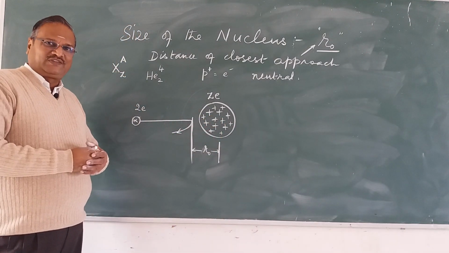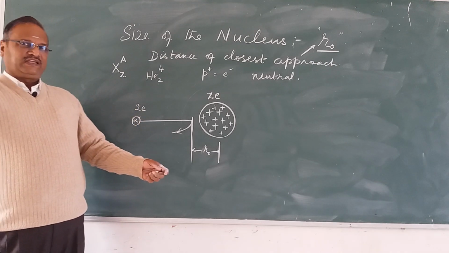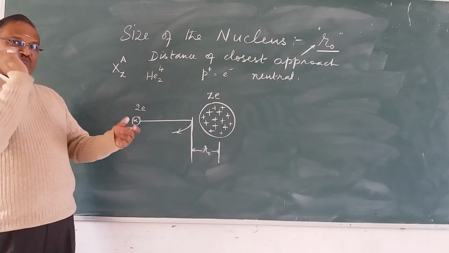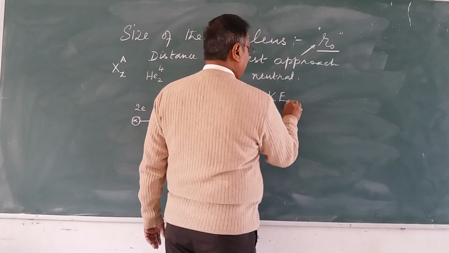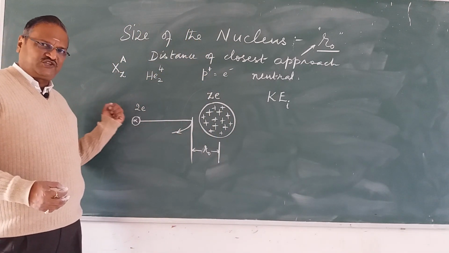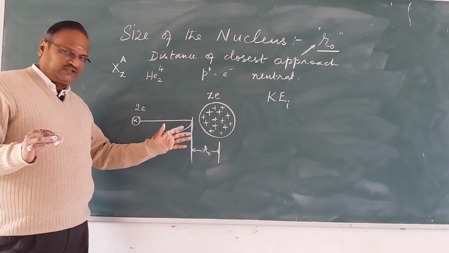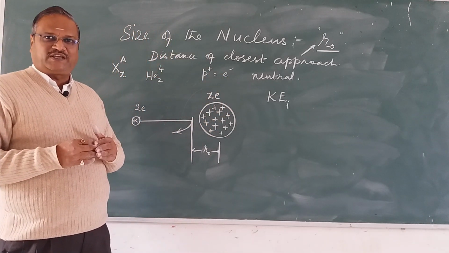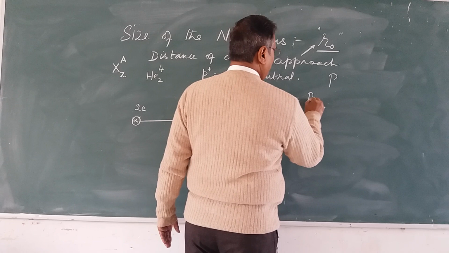So how do we do that? I got an alpha particle and I am hitting it. That means it possesses energy, it is moving. So what energy does it possess? Kinetic energy. I call it the initial kinetic energy. Whatever energy I give to the alpha particle, I cannot do anything. Once I project it, it is done. Now, according to the law of conservation of energy, kinetic energy should be equal to potential energy.